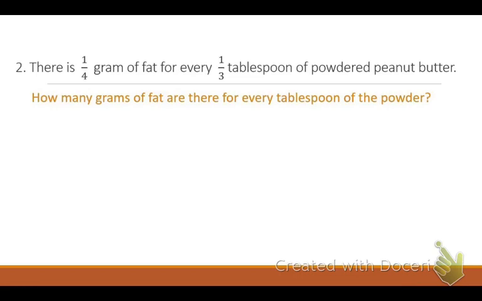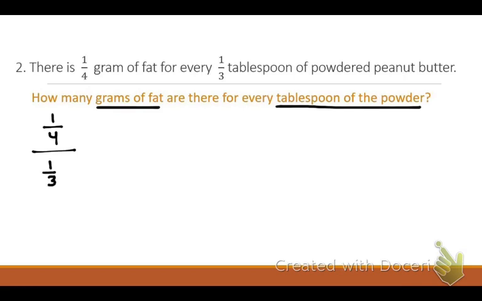All right. The question that it asks me first, it is asking for the grams of fat. Guys, how many grams of fat are there? 1/4. You got to read it carefully, okay? So I'm going to start with 1/4. And then second, it's asking us about what? The tablespoon of powder. So what is that? 1/3. So remember, we're going to say it's 1/4 to 1/3.